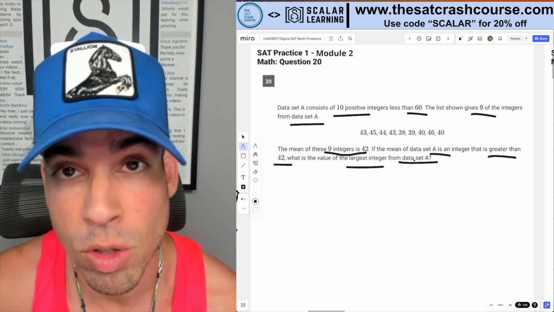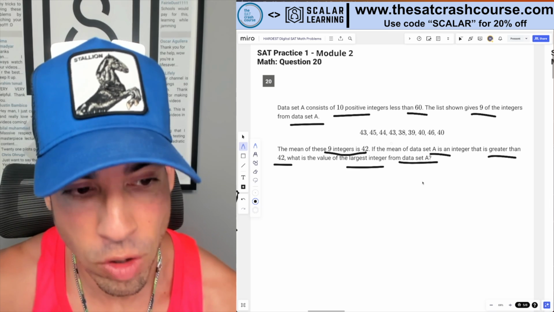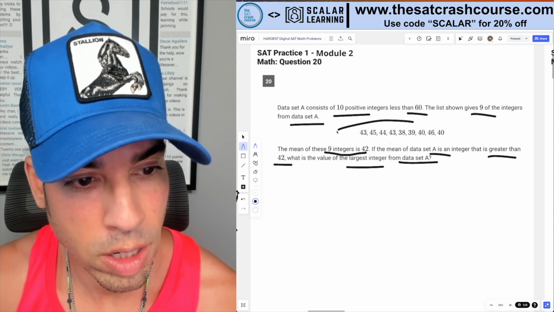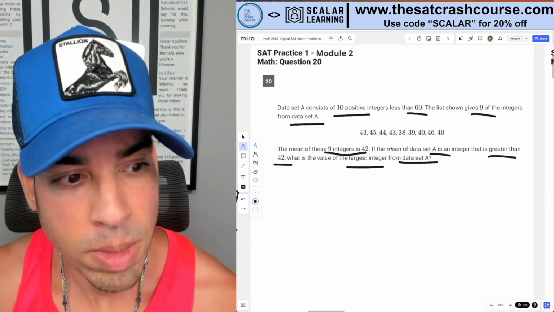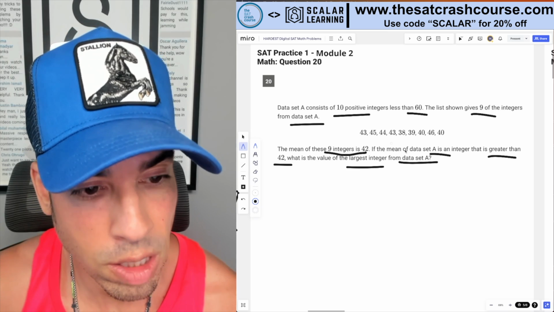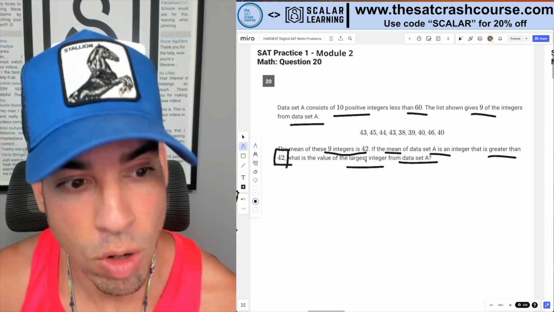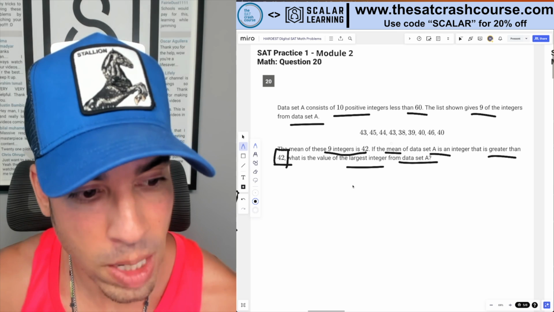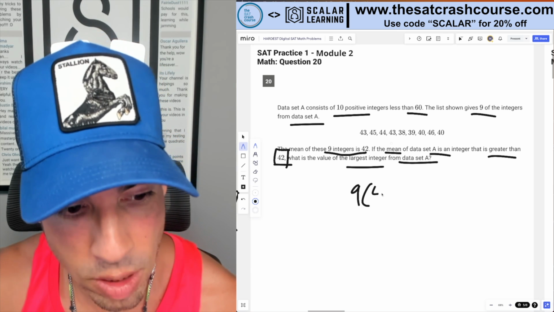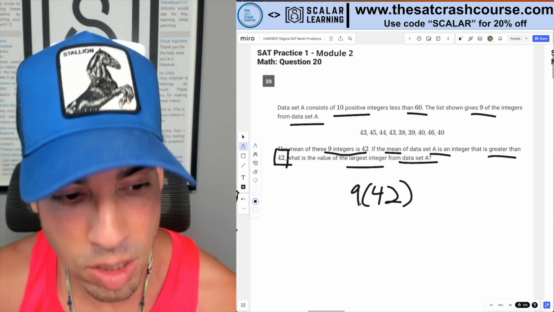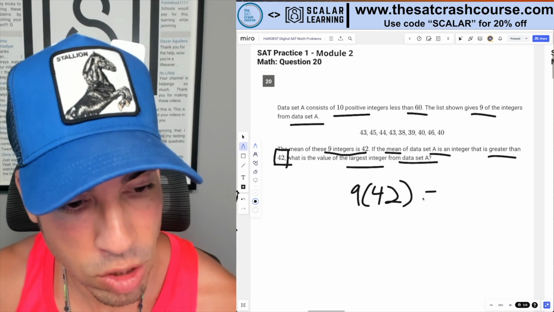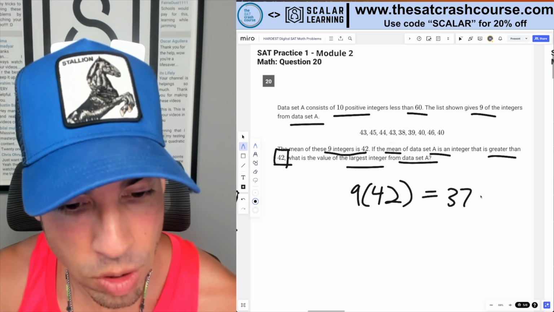So for this one, I'm actually going to use Desmos. I'm going to show you how we're going to do this now. So we see what these 9 numbers are, but it doesn't really matter because when we're talking about a mean, they already gave us the mean of these 9, which is 42. So I can add these up in Desmos, but I also know that the total is equal to 9 times the mean of those nine numbers, meaning 9 times 42, which is 378.